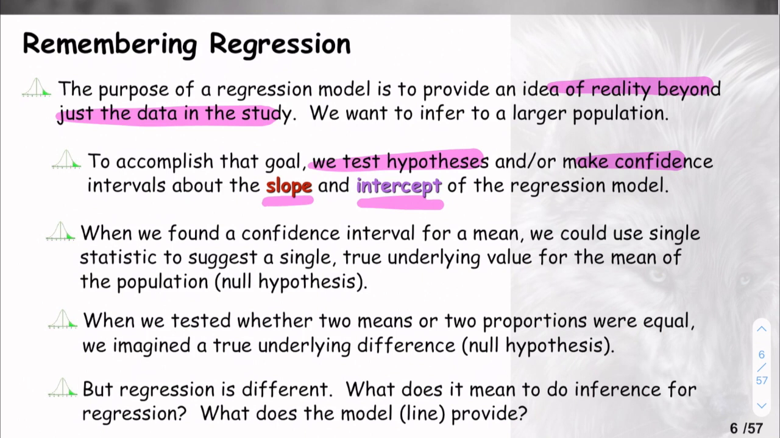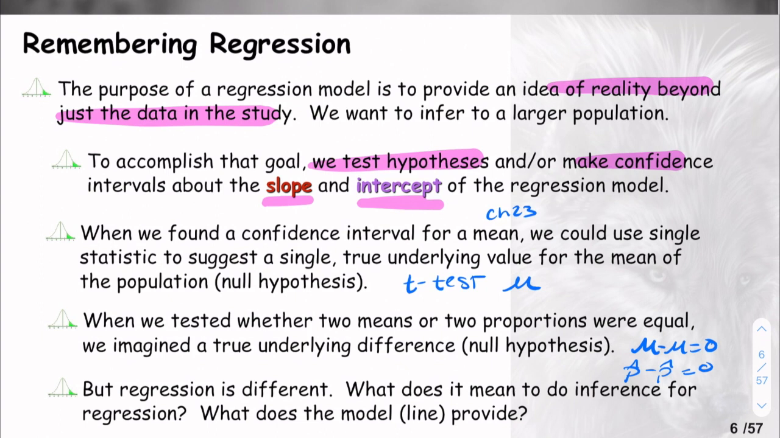Those are the things that we are going to be hypothesizing about and making confidence intervals for. When we found a confidence interval for means, back in chapter 23, we could use a single statistic to suggest a single true underlying value for the mean of the population. Think back, this was what our one sample t-test was for means. And when we tested whether two means or two proportions were equal, we imagined that there was a true underlying difference. And we said that the difference was equal to 0, or maybe we're looking at the difference in proportions and we're hypothesizing that it was 0. There's no difference. But regression is different.